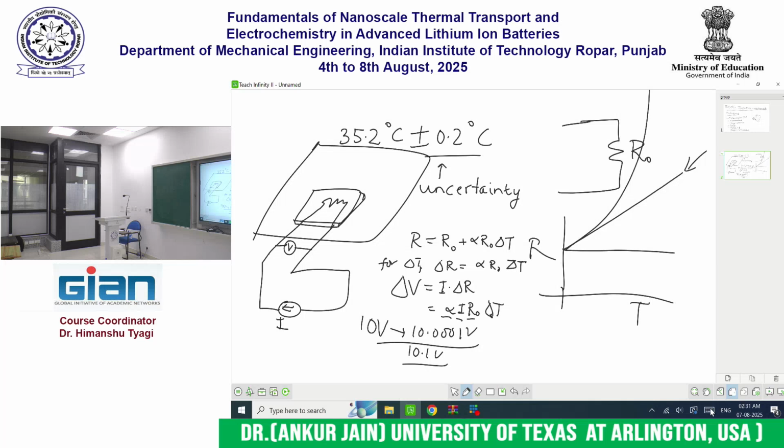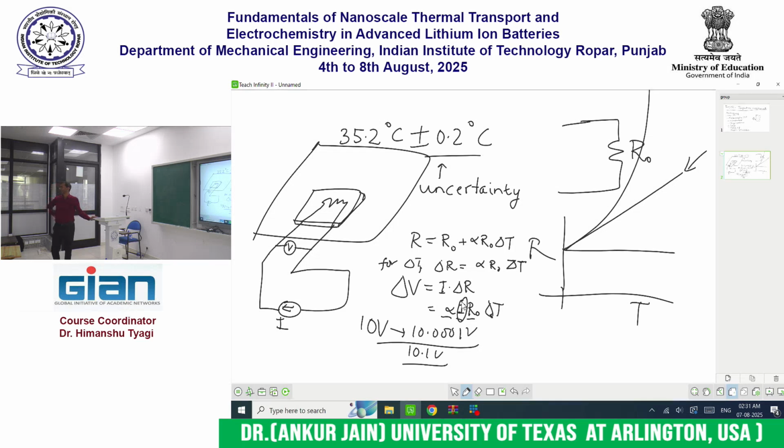In addition, the other thing that I can think of is I, the current. This tells me that I would like to have as high a current as possible, because the larger the current, keeping everything else the same, the larger will be the voltage difference produced, the change in voltage, and it will be easy for me to measure it, right? Should I use a very high current?